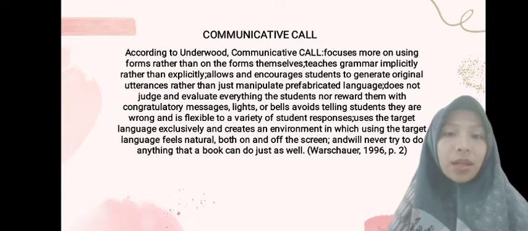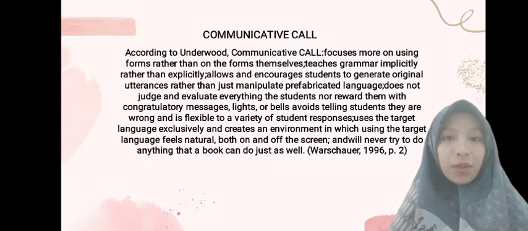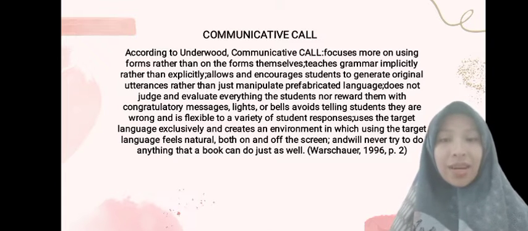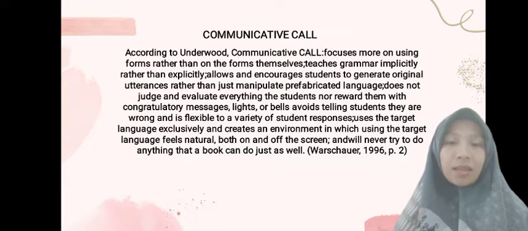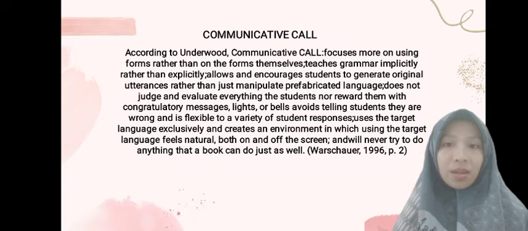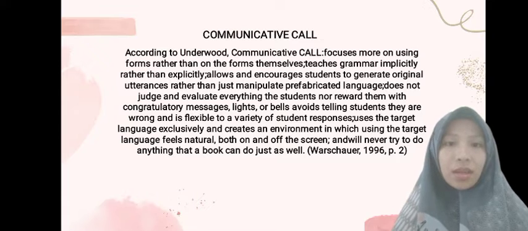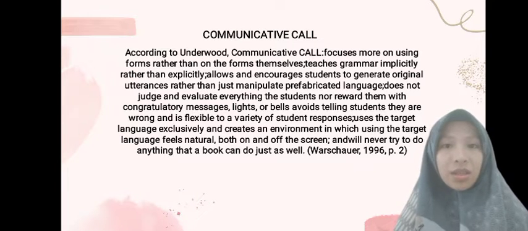And then how communicative computer-assisted language learning works. In a communicative classroom, grammar is taught implicitly rather than explicitly. It means that the student center is more important in this case. The second one, computers are used to stimulate discussion, writing, or critical thinking. Students are encouraged to generate original utterances rather than just manipulate prefabricated language. And the programs avoid telling students that they are wrong and are flexible to a variety of student responses.